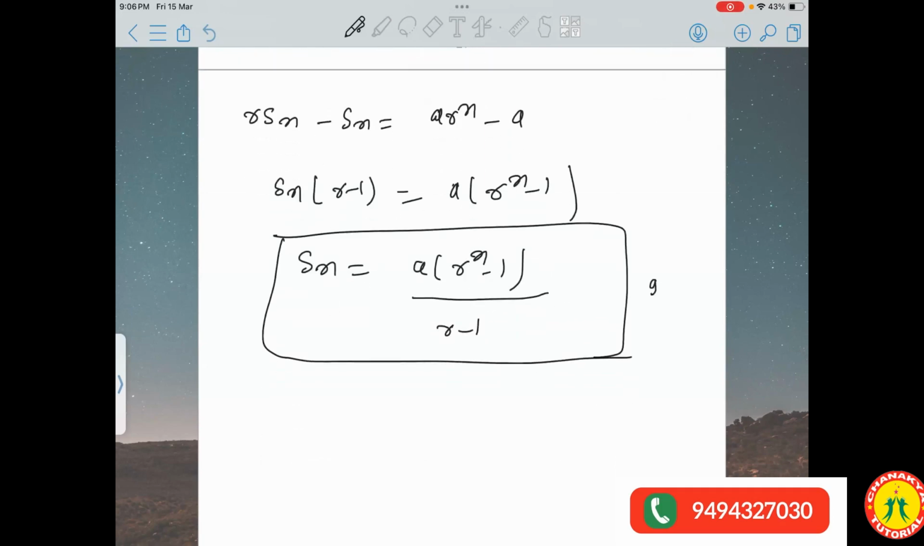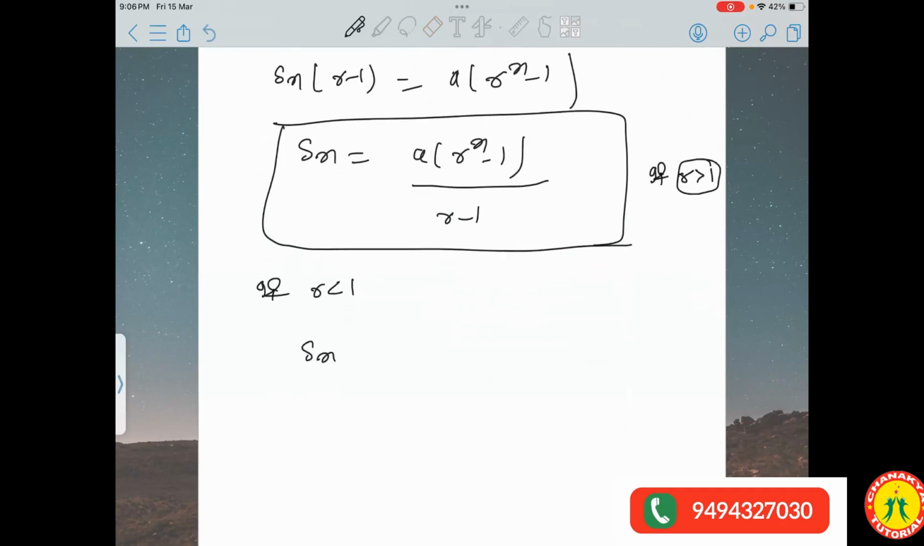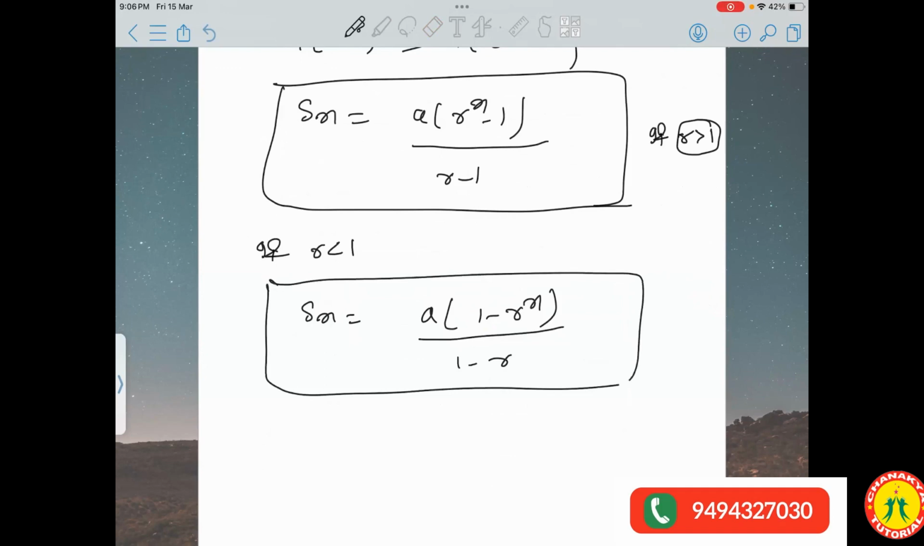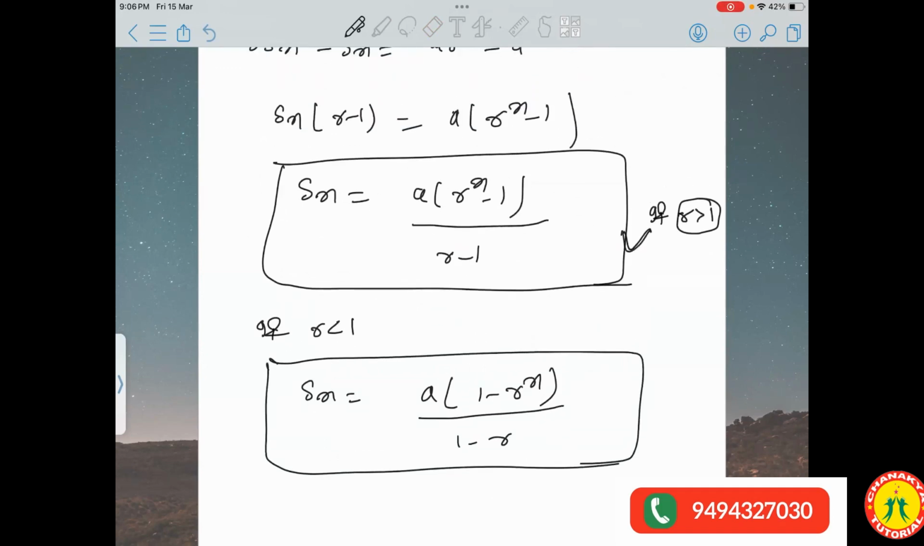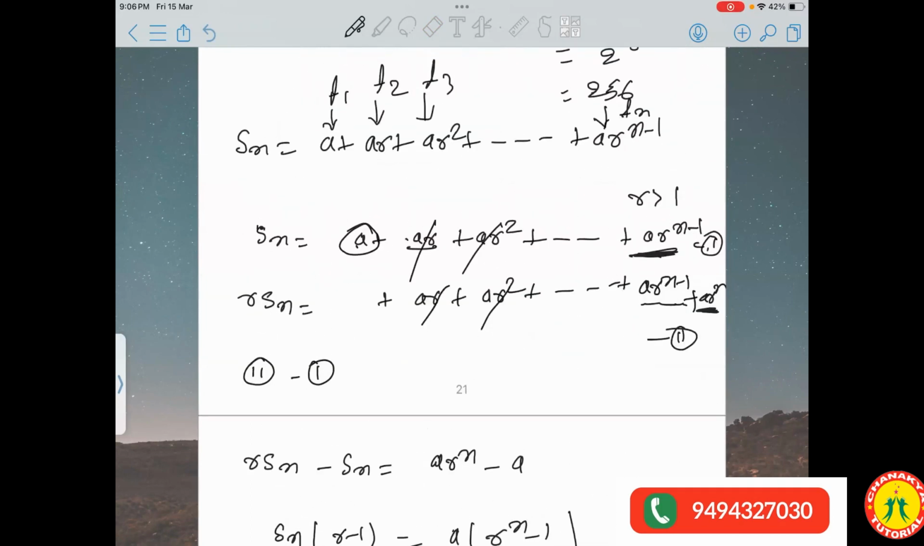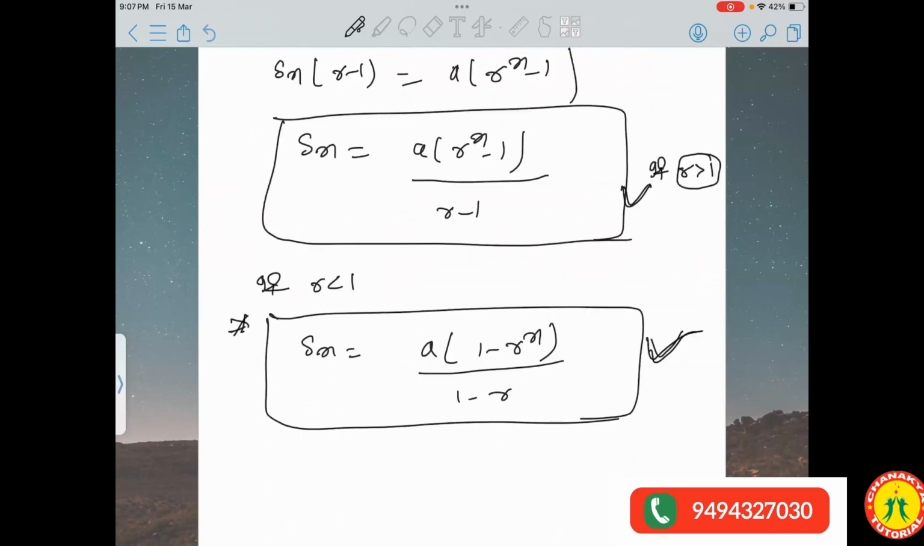This is only valid if r is greater than 1. If r is greater than 1, then we can apply this formula. If r is less than 1, Sn is equal to a times 1 minus r power n upon 1 minus r. If r is greater than 1, we apply this formula; if r is less than 1, we apply that formula. If you subtract equation 2 from equation 1, you will get the second formula. So this is valid for r less than 1, and this is valid for r greater than 1.